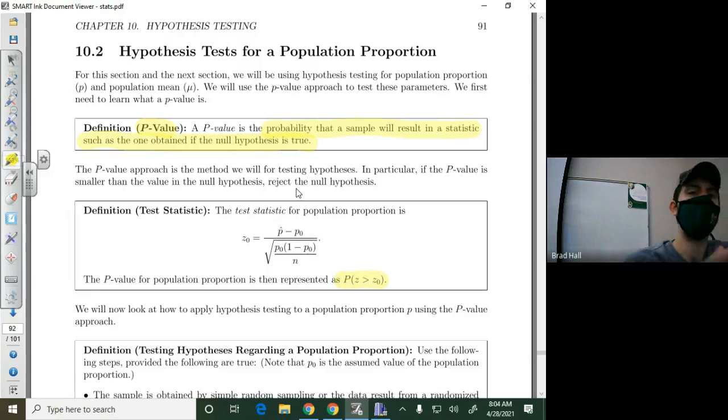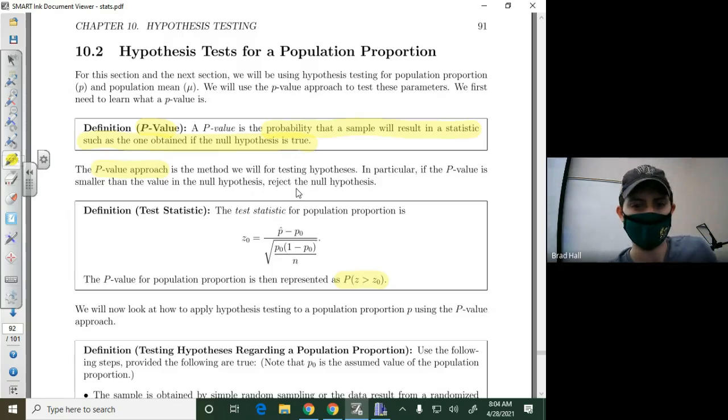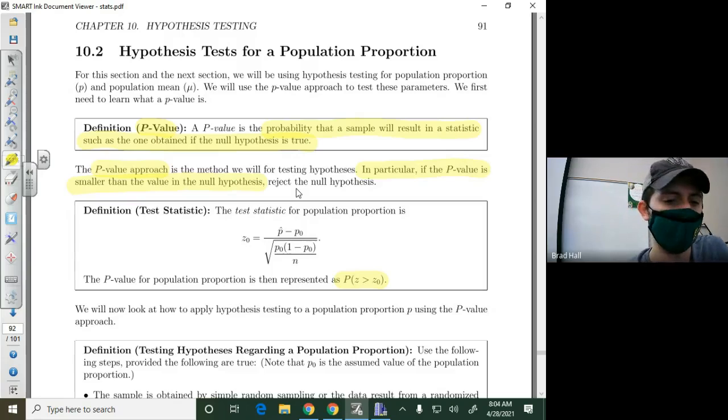So using a p-value is known as the p-value approach. You might see that in the homework a few times. That's the method we will use. There's 2 other methods, and we're going to use what's called the p-value approach. And to specify it here, how it works, if the p-value is smaller than the value in the null hypothesis, which I'll explain momentarily, reject the null hypothesis. So not larger, smaller. We reject the null hypothesis based off of if this probability is smaller than this.